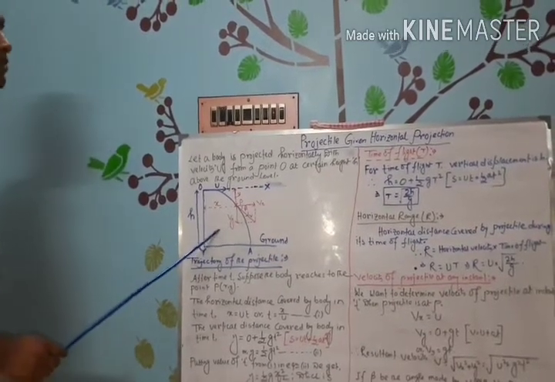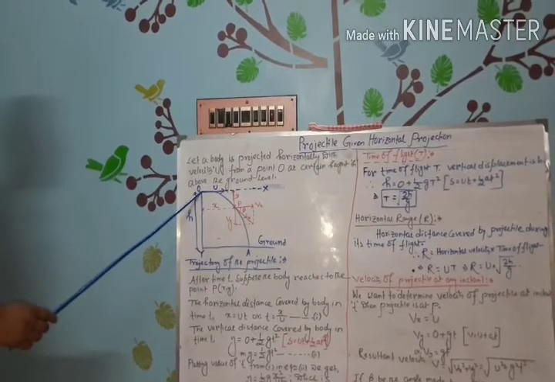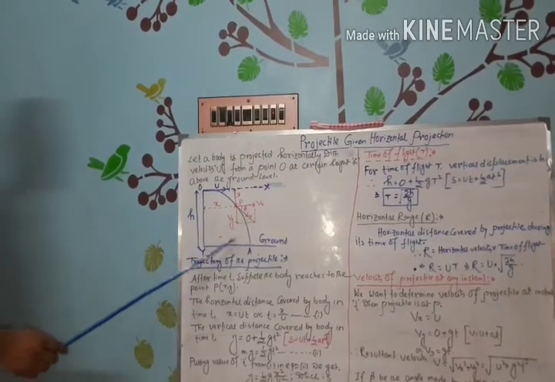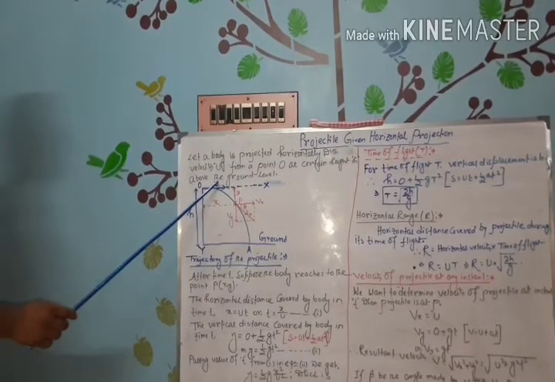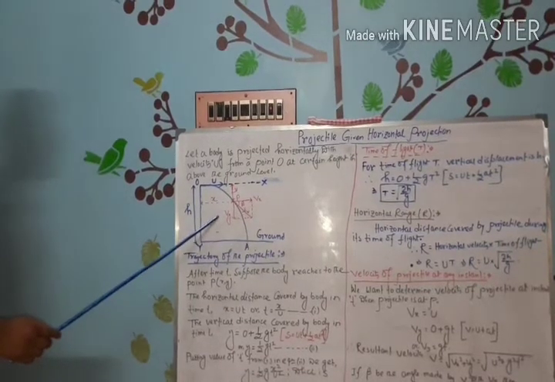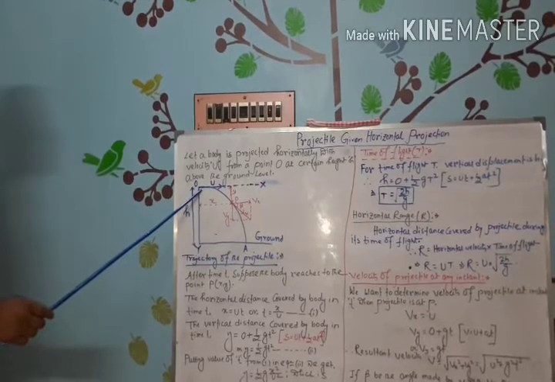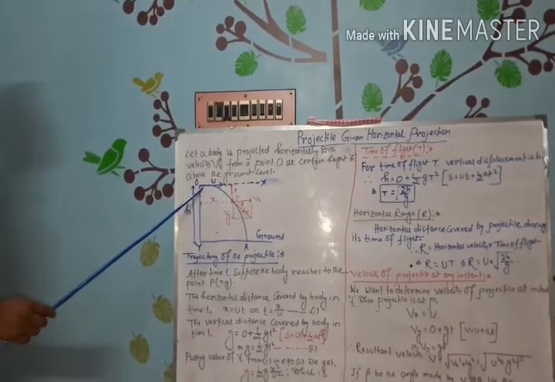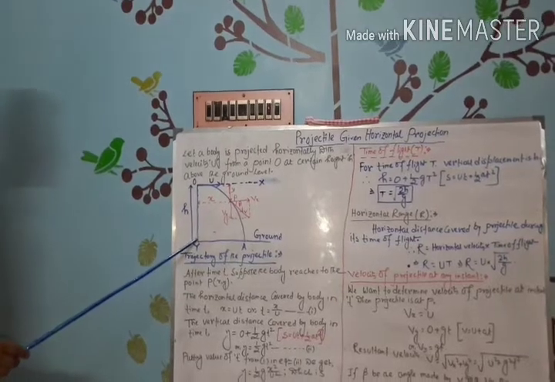This is the diagram of horizontal projection. From the point O, which is at height h from the ground level, we throw an object horizontally with a velocity u. Regarding the horizontal projection, one thing you have to remember: at the point of throwing, there will be only horizontal velocity. There will be no vertical velocity.